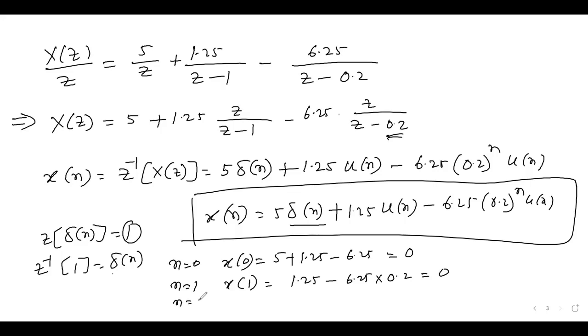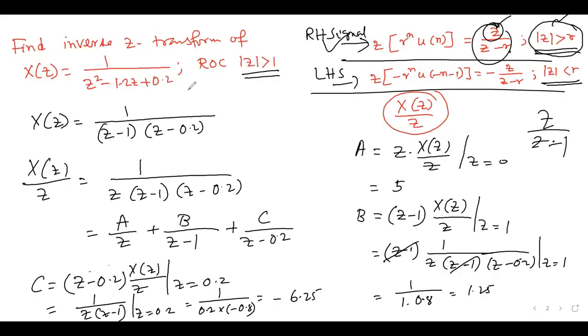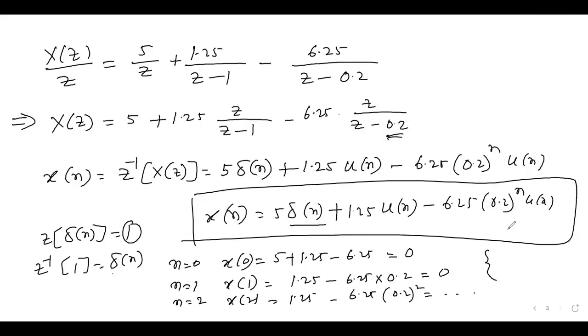N equal to 2. So put here n equal to 2. So this will be 0 because this is an impulse function that exists only at the origin. This will be 1.25 minus 6.25 into 0.2 squared. So you'll get the value. In this way you may check. You may find the z inverse using the long division method. You'll get the answer in open form, and here you'll get the answer in closed form. Here you put n equal to 0, 1, 2, 3, and you will get the required answer. Okay.